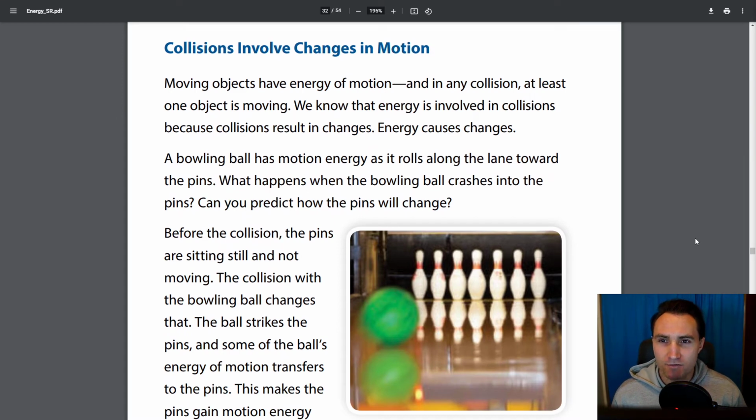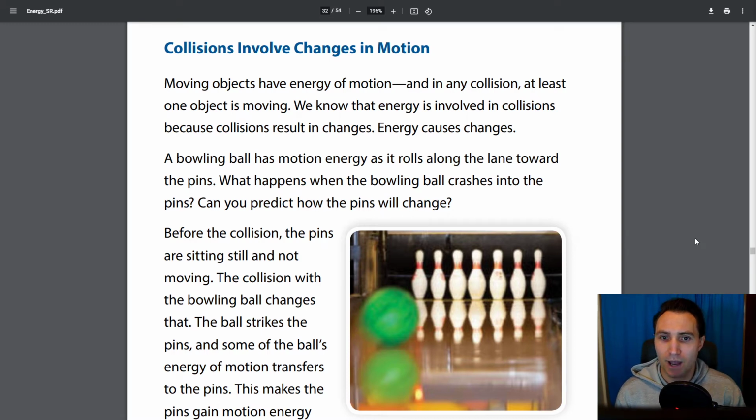Okay, collisions involve changes in motion. Moving objects have energy of motion, and in any collision, at least one object is moving. Okay, so in any collision, right, at least one object is moving. So we know that energy is involved in collisions because collisions result in changes. We've talked about this in previous chapters, we always can have evidence that there's energy involved because of changes. Energy causes changes.